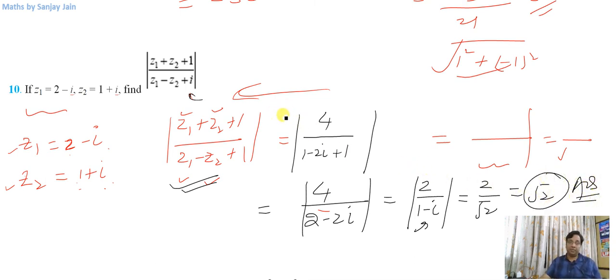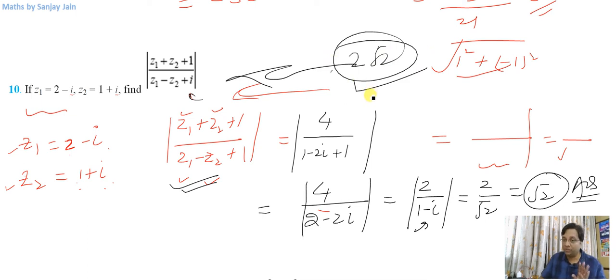But if you take this as your question, then the answer would have been 2 root 2. So what we did was correct. Now when we change this question to this question, then your answer will be root 2. Okay. We will continue this miscellaneous exercise in next lecture.